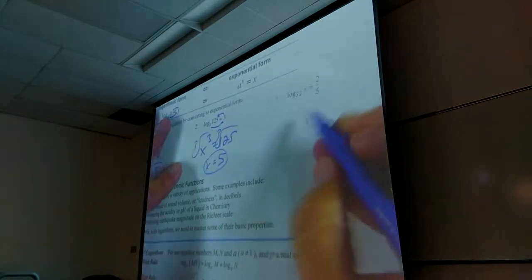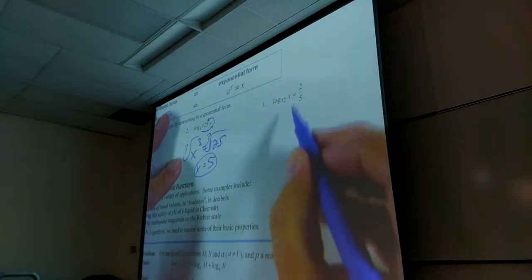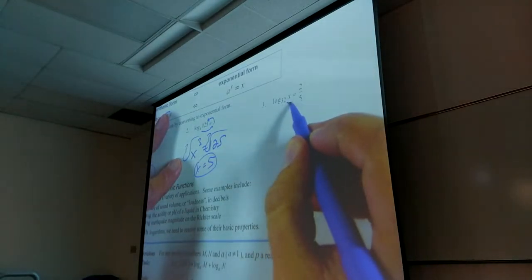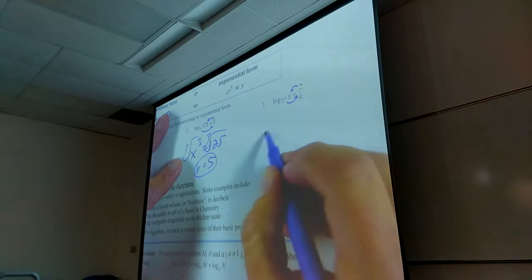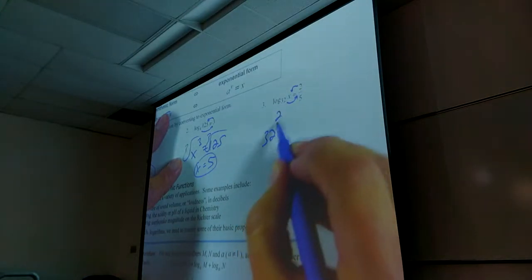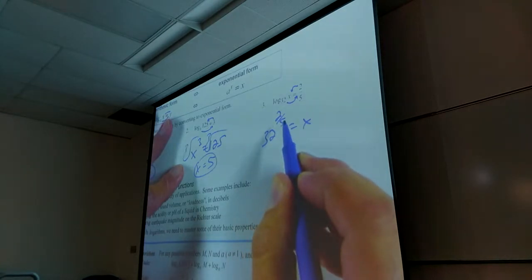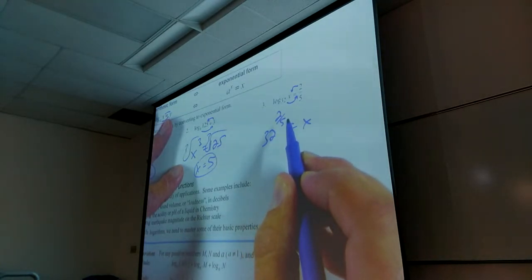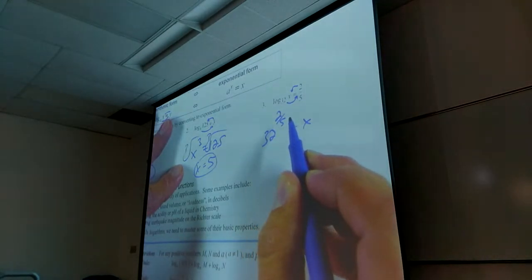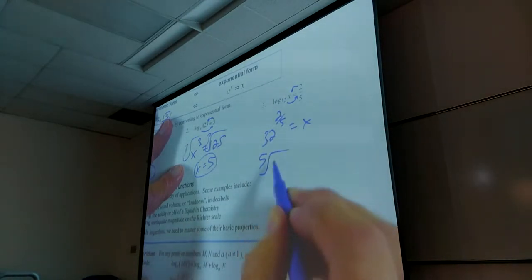Now this one, you rewrite it, and you've got a little bit of work to do. You rewrite this, you get 32 to the 2/5 is x. Now, how do I attack this? What's the 2/5 power mean? What's the 5 mean? 5th root of 32.